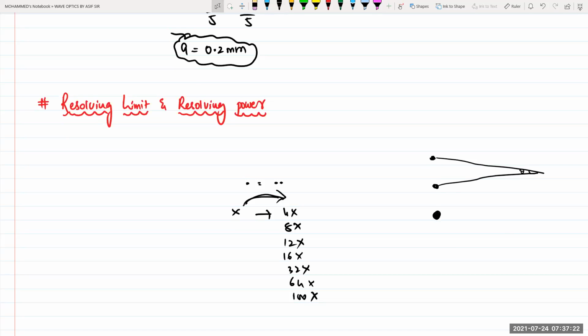So to differentiate a single object from two objects, or to find the exact distance between them, we will be using microscopes or maybe telescopes; that part will be done in the ray optics chapter. But right now, you just remember that resolving means increasing the capacity to see the objects very easily. That is called resolving power.